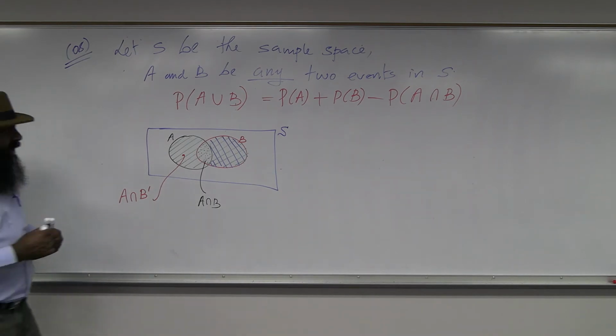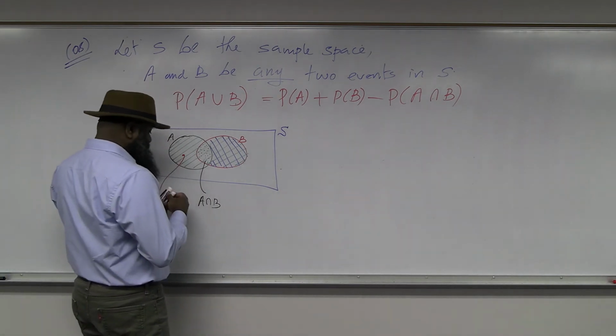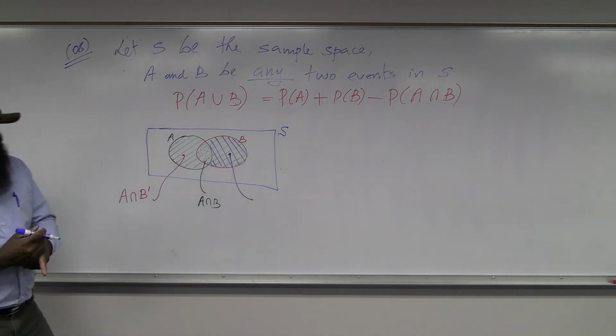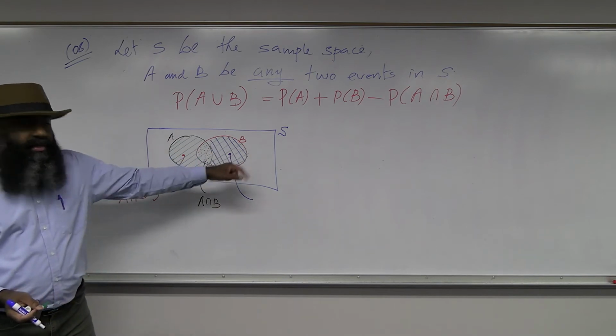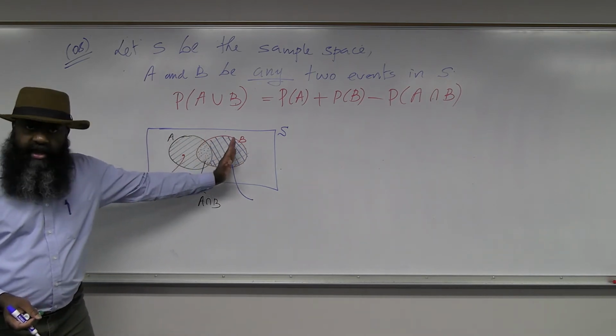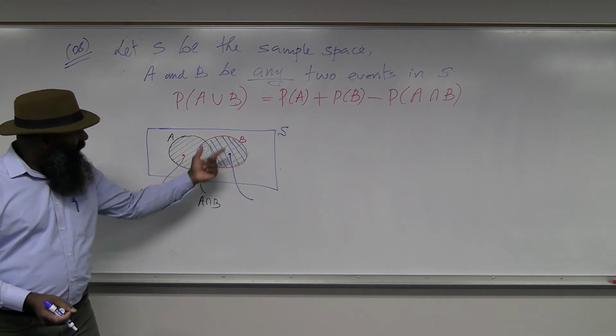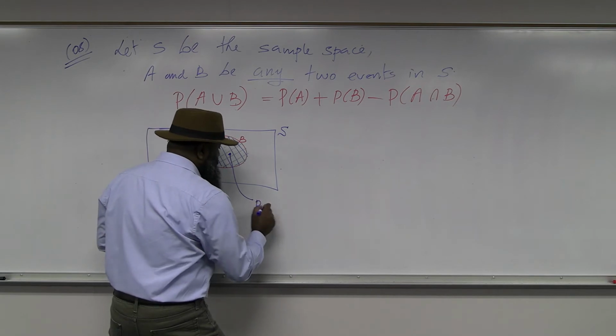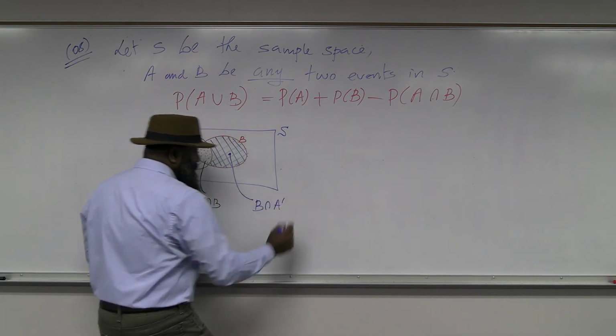The same way, I can write down this part as B intersection A prime. Because this part belongs to B, but it does not belong to A. Therefore, B intersection A prime should be that shaded part. B intersection A prime.